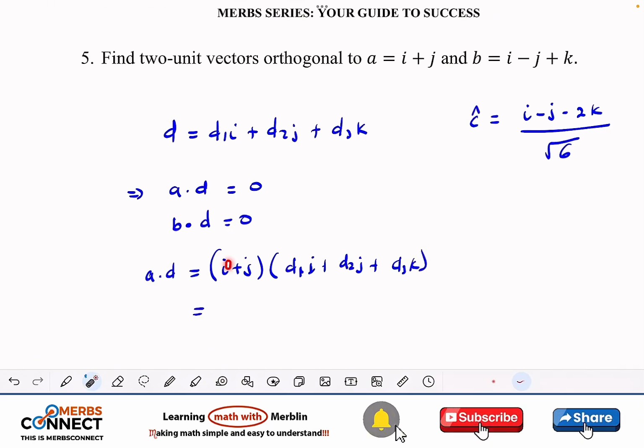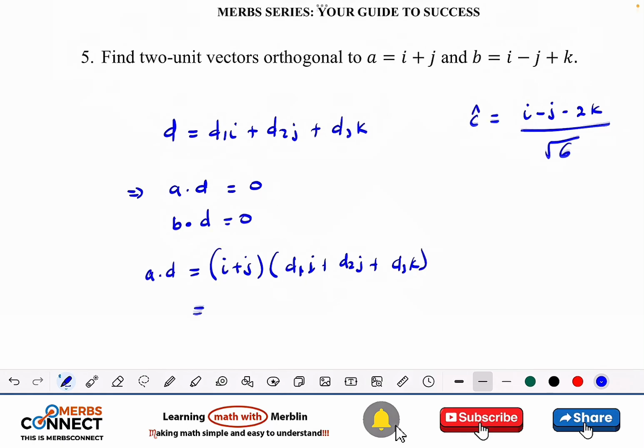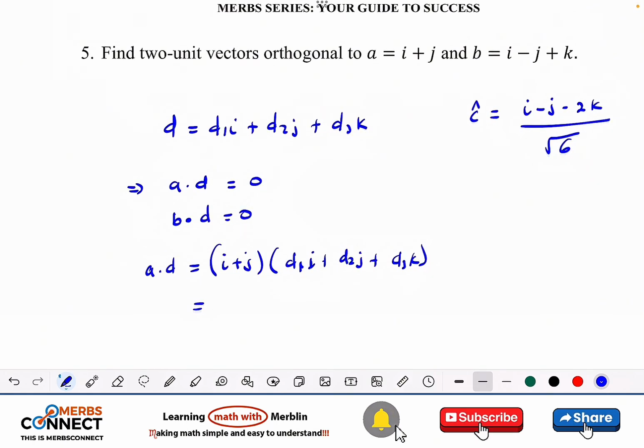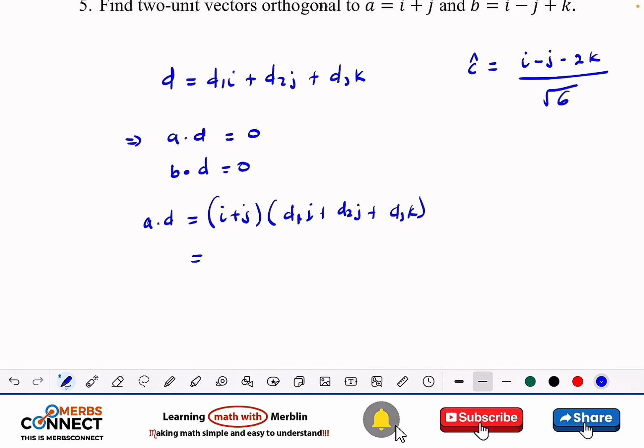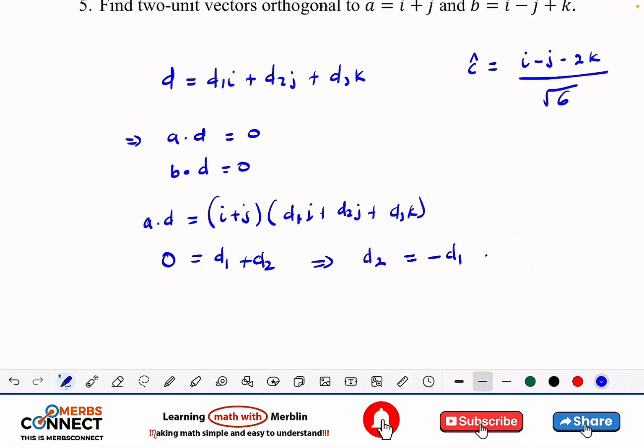So when I want to dot it, I dot I squared is 1. Don't say minus 1. Minus 1 is in complex analysis. Here we are getting 1. Okay? All right. Then j times this one is going to give us plus D2. Here we don't have k, so we assume that it's 0. So when I multiply by this one, I'm going to get 0. And we know that A dot D is equal to 0. So this is equal to 0, equation 1. From equation 1, I can say that this implies that D2 is equal to minus D1.